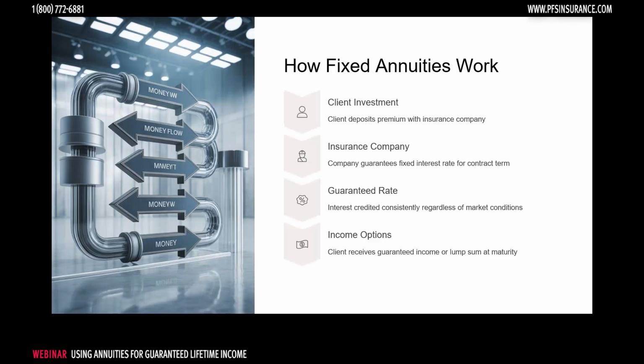So, how do fixed annuities work? It's going to start first with the client's investment, right? They're going to deposit a premium in there. The insurance company is going to guarantee fixed rates for the contract. Those guaranteed rates are consistently the same regardless of what the market conditions are. And then, for the fixed index annuities, you can put income riders or income options on there. And we're going to go through 3 different scenarios of using an annuity to generate retirement income.